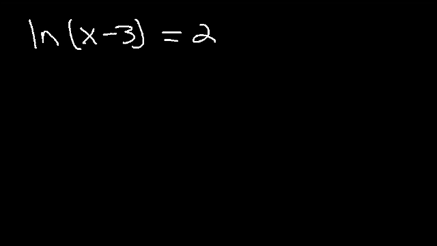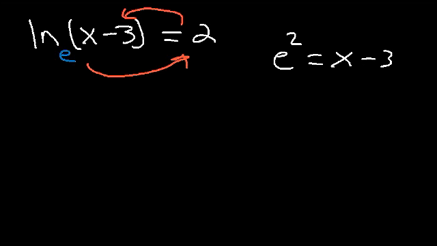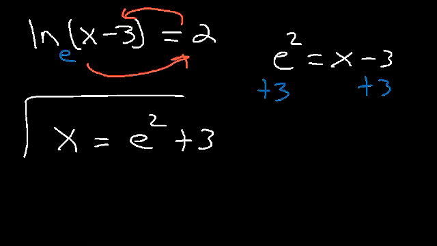Here's another example you can work on. If the natural log of x minus 3 is equal to 2, what is the value of x? So for this example, let's convert it to exponential form. e squared is equal to x minus 3. So to solve for x, we simply need to add 3 to both sides. So x is equal to e squared plus 3.